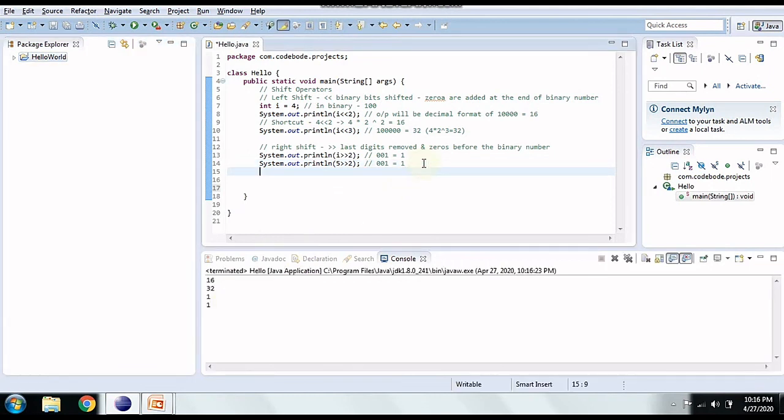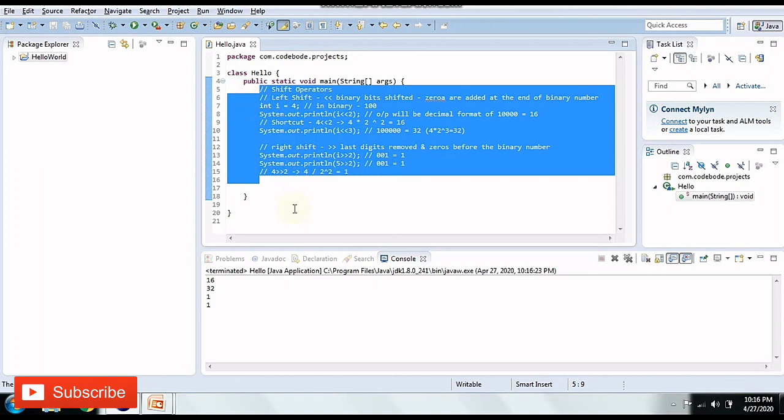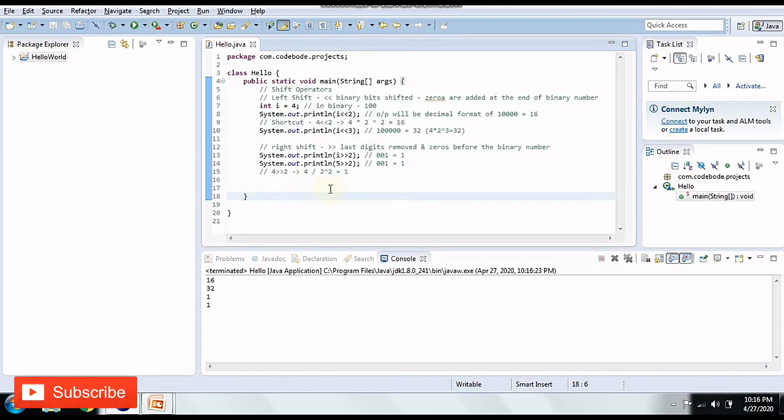So again the shortcut for this, let's consider we take the shortcut for 4 right shift 2. So it is going to be 4 divided by. In the left shift we had multiplied, in the right shift we divide. So 4 divided by 2 raised to the bits we want to shift. So 2. So the answer is 1. So in this way, left and right shift works. I suggest you try with more numbers such as 8, 16, 5 and check what output you get.